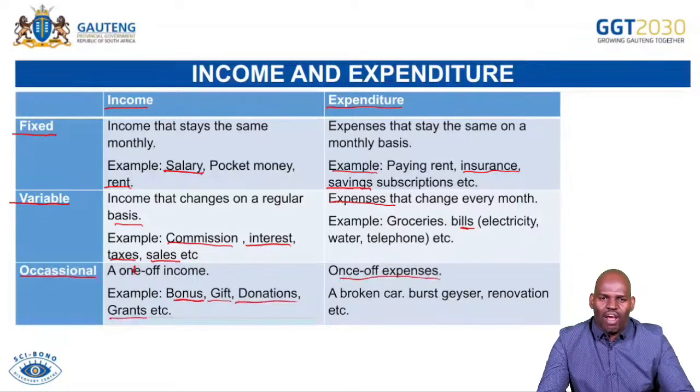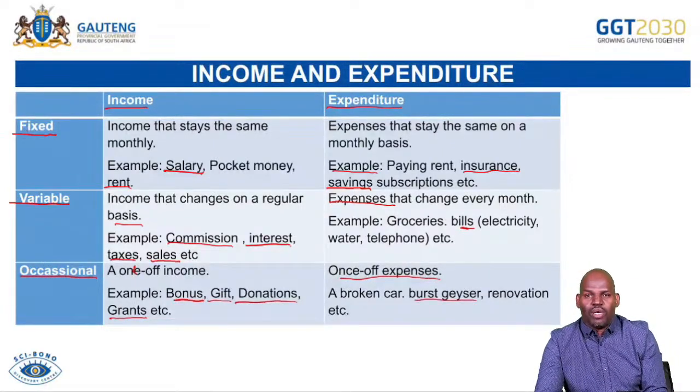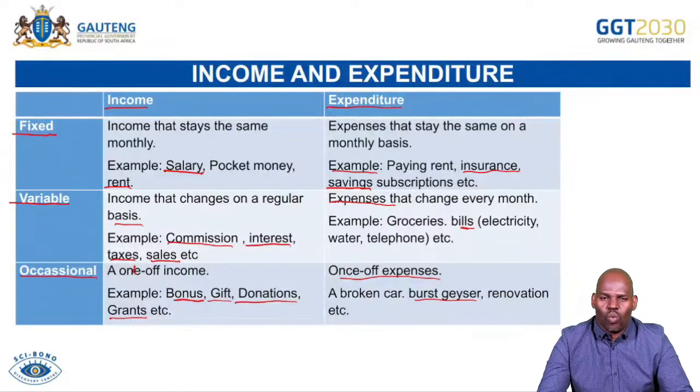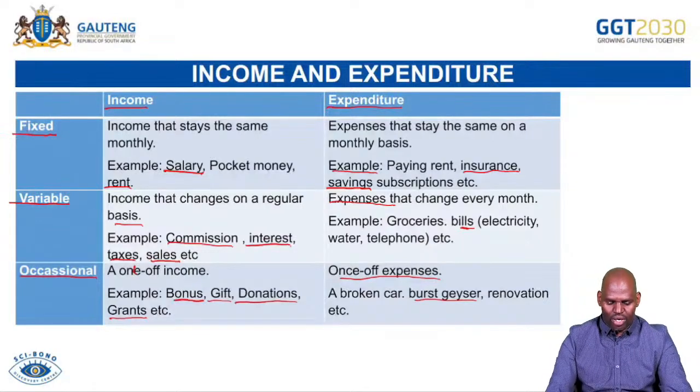And then most of us have geysers at home. We expect a geyser to run smoothly on a daily basis, but one day your geyser might burst, so that will be an occasional expenditure as well. And a renovation, we don't actually plan to renovate every year or many times in 10 years. So it's something that happens occasionally. You might decide to renovate a house once in 5 years or once in 10 years and so on, depending on whether you've got money or not.